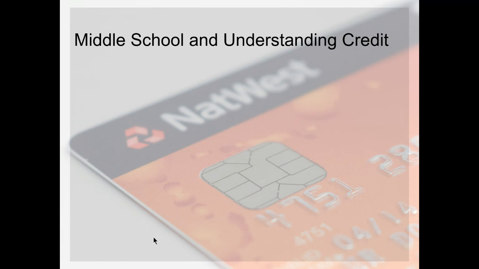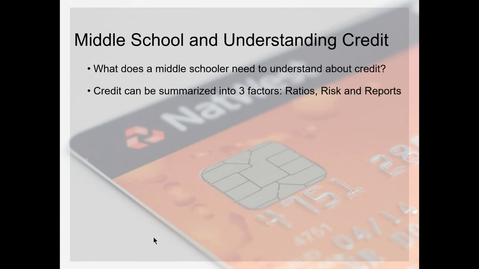So with all of this going on, what does middle school math have to do with understanding credit? What do they need to understand about credit? Well, credit can actually be summarized into three factors. One of them we've already worked on, ratios. But then we also look at risks and reports. If we look at these three factors, we can really try to break down what credit is.